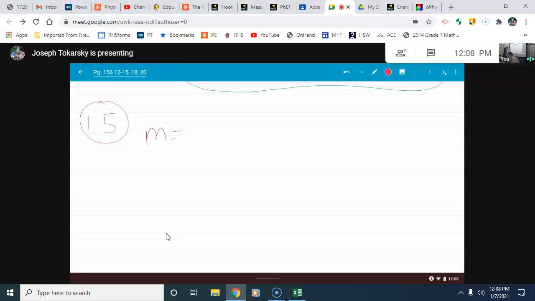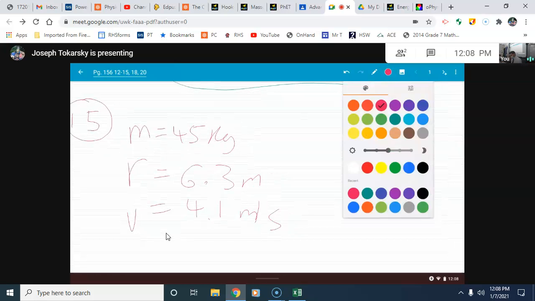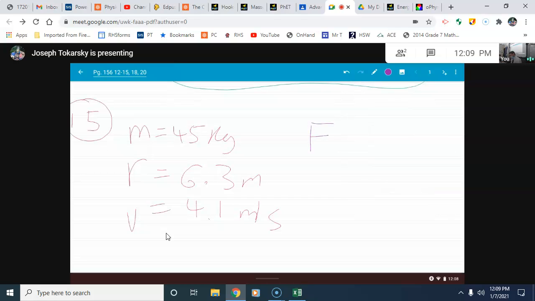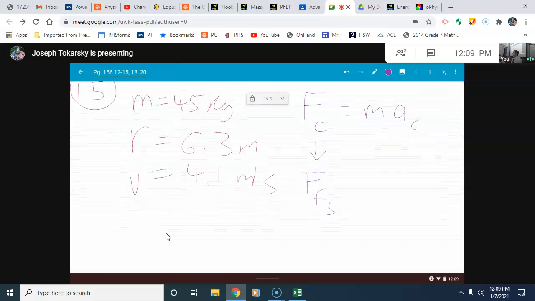So the mass was given, 45 kilograms. The distance we're standing from the center is 6.3 meters. V is 4.1 meters per second. We want to know the friction force. So we again set this up starting like one of those turning problems with the vehicle. Starting from here, identifying the fact that the centripetal force is friction. We don't have to break friction down any further in this one though, because we're not asked for the coefficient of friction or anything like that. So we just want the whole amount of friction as a force.